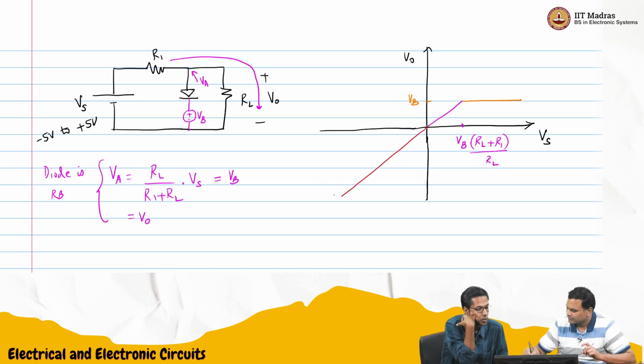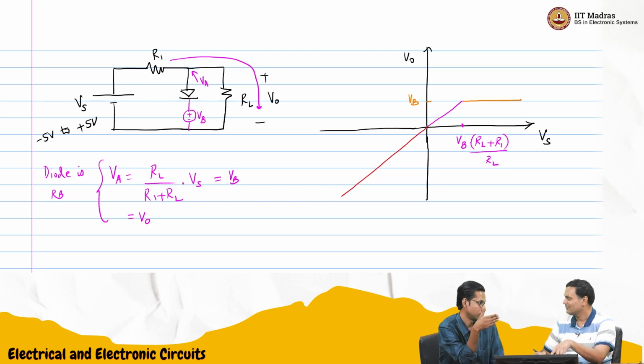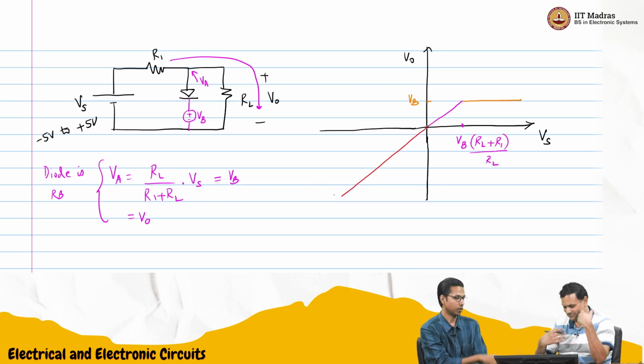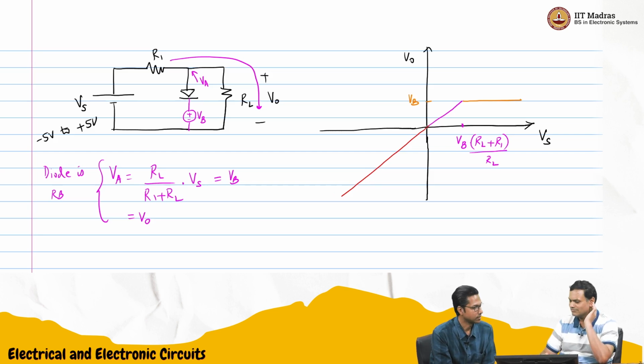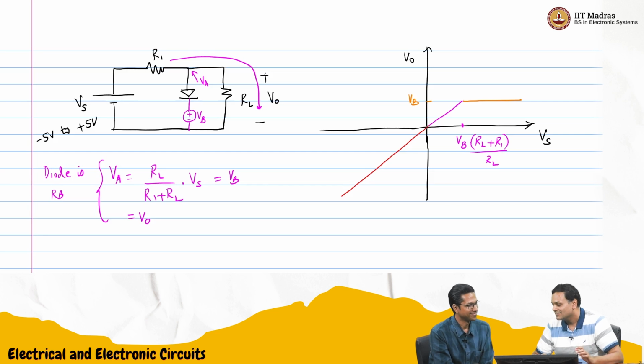Yes, you are going to keep VA more and more negative when Vs goes in the negative direction. That means the diode is open circuit. It has no role, which means it is only a resistor divider. So it will just go like this. Nice.